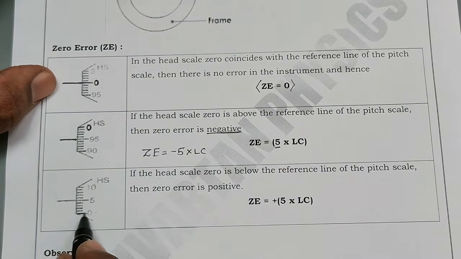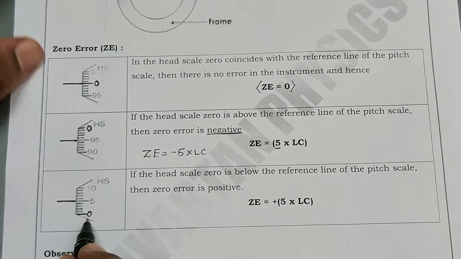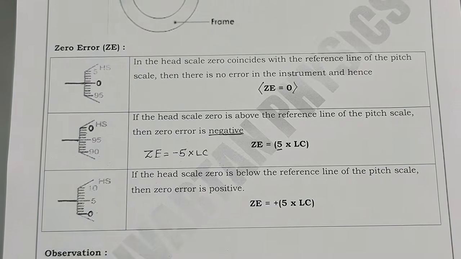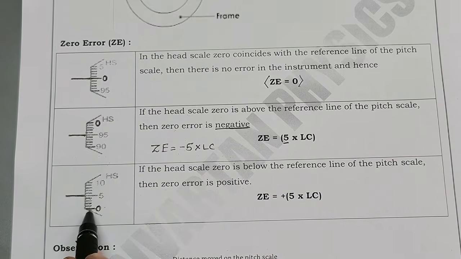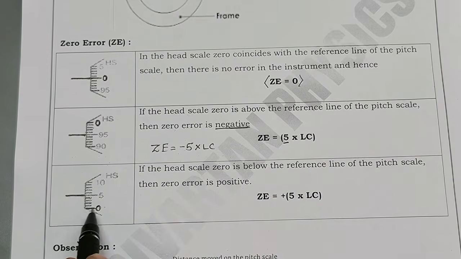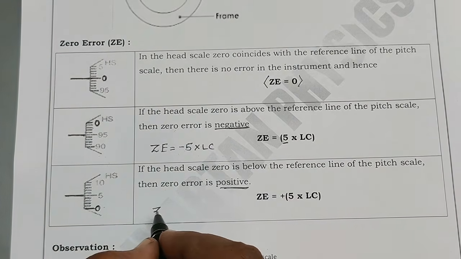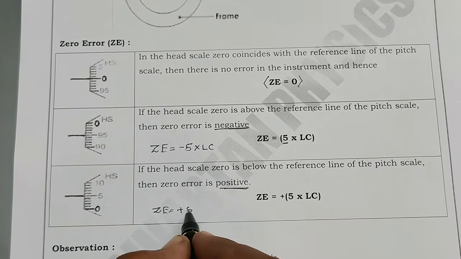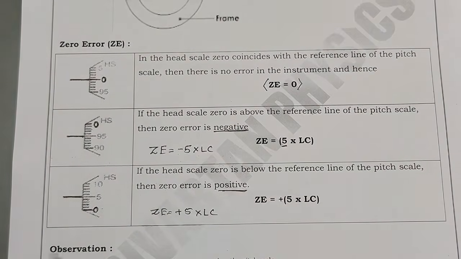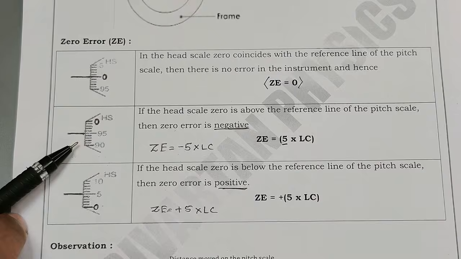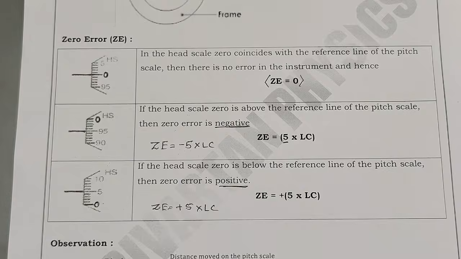If the zero of the head scale is below the reference line, then it is positive zero error. Here you can observe, it is below the reference line. So how many lines below is it? Just look at the lines below. This is 1 2 3 4 5. 5 divisions below the reference line it is present. So it is said to be positive zero error. How many divisions below is it? +5 divisions below, into LC. Correct? So like this we have to write it. So we got to know when the zero error is zero, when it is negative, and when it is positive. Correct? Okay. So next we'll go for the observations.